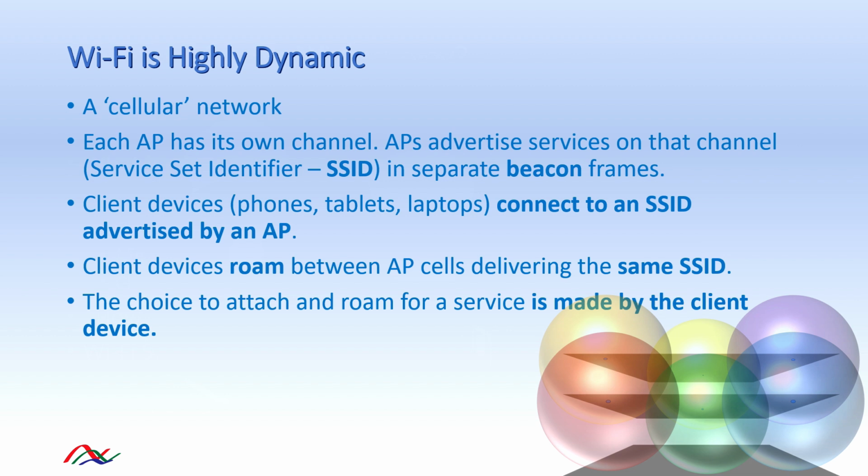Each AP operates on its own frequency or channel, and APs advertise services on that channel through Service Set Identifiers, or SSIDs, in separate messages called beacon frames. The client devices, phones, tablets and laptops connect to an SSID that is advertised by an AP. Then the clients roam between AP cells that are delivering the same SSID. And the choice to attach and roam for a service is made by the client device.